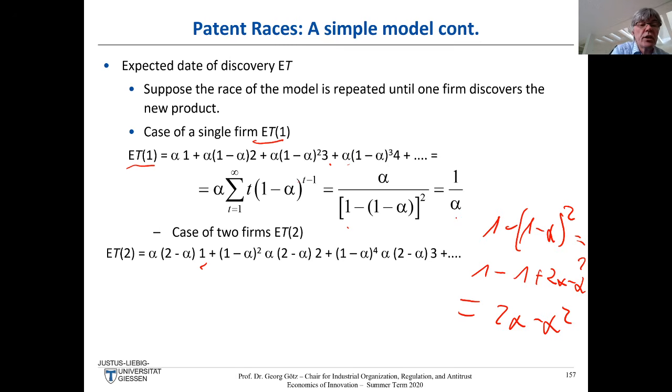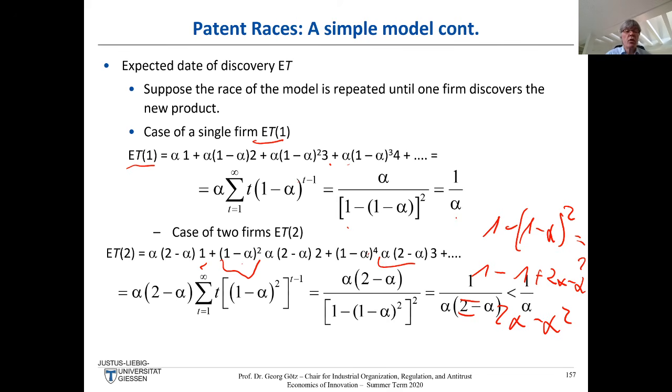And you see here, you only end in period 2 if no one was successful in period 1. This is with probability 1 minus alpha squared. You only end in period 3 if no one was successful in period 2. And this is again with probability 1 minus alpha squared. So you end up here in period 3 if you have 1 minus alpha squared times 1 minus alpha squared times this here.